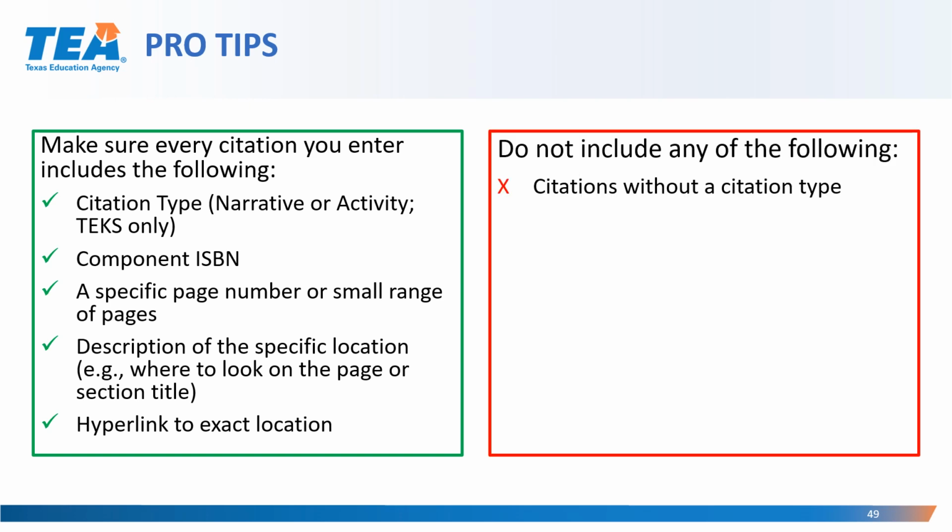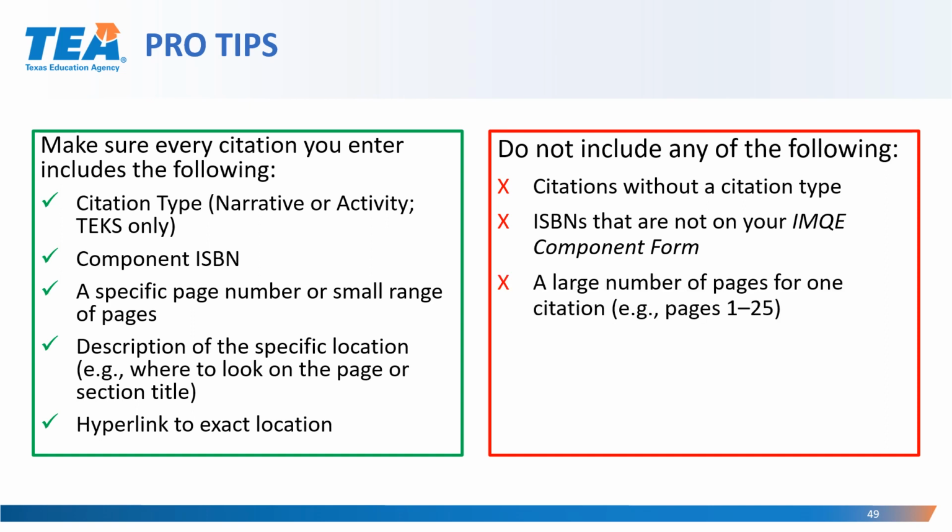It's very important that you select a citation type because there are formulas built into the spreadsheet that are looking for the word narrative or activity for any citations that are accepted by the reviewers. If you don't select a citation type, citations on those rows will not count towards your TEKS coverage percentage even if the reviewers accept them. Do not correlate to components that were not included on your IMQE component form. The reviewers use that form to determine which component to look at.